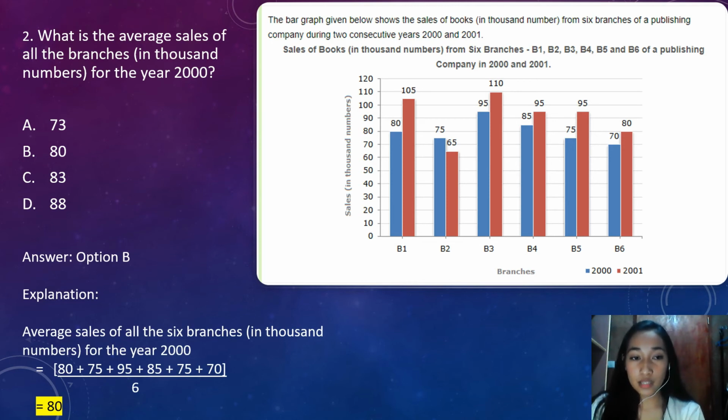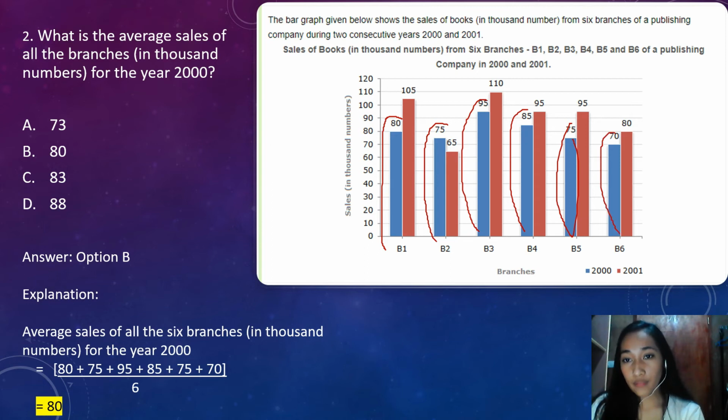The explanation is that you have to find the sum of all the blue bar data, which represents the data of the year 2000. After finding the sum, you have to divide it by 6 because you're finding the average. So 80 plus 75 plus 95 plus 85 plus 75 plus 70, divided by 6, which arrives at 80, or 80,000.